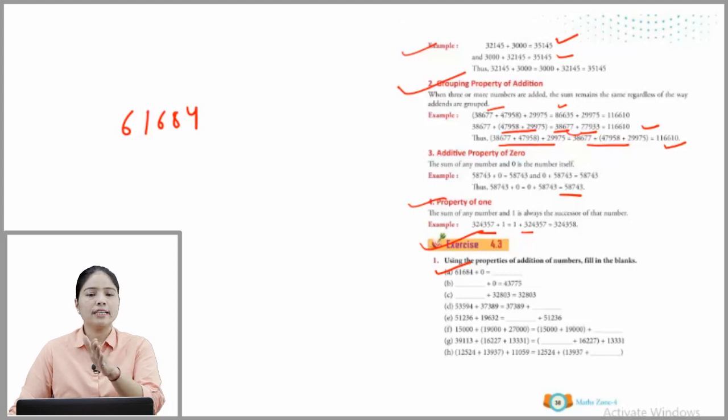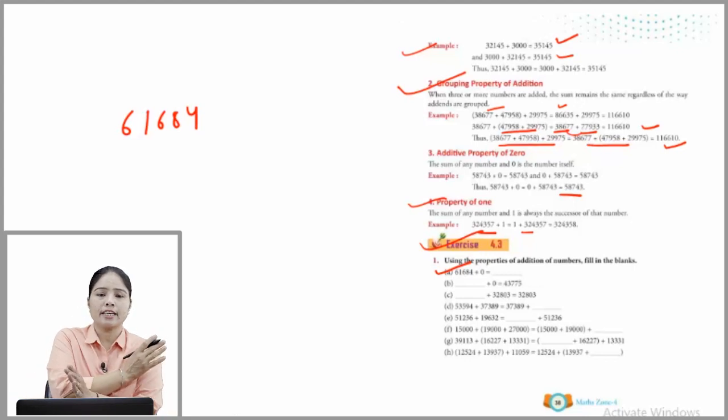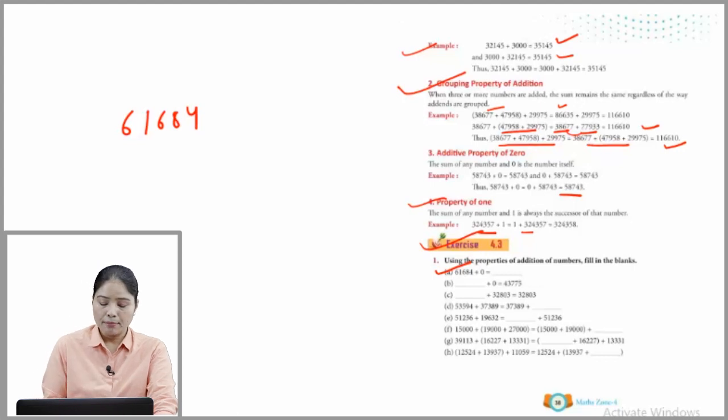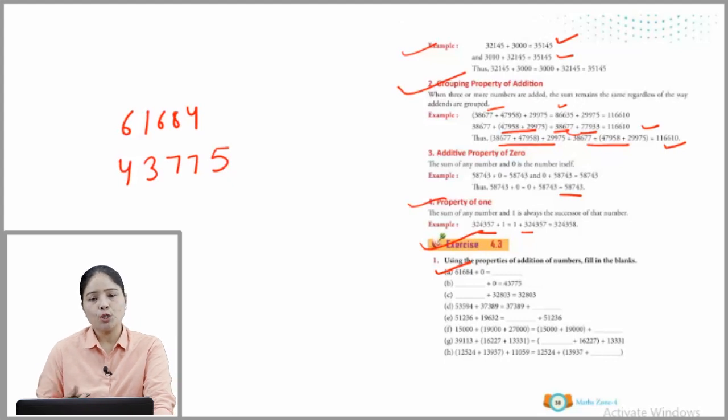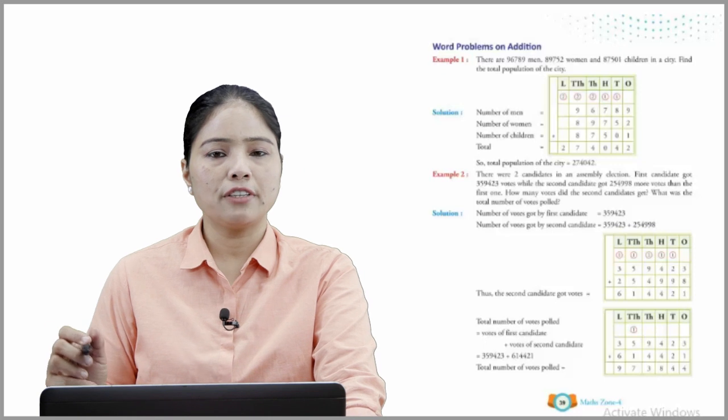Okay, B part is dash plus 0 is equal to 43775. Our answer should be 43775. So what do we have to add to 0 to get this answer? Our answer will stay the same because 0 has no value. So the answer is 43775. If you add this number with 0, your answer is the same. This is the property of addition, beta. Okay, I hope you understood well. So these are the other questions, you have to fill them in on your own, beta.